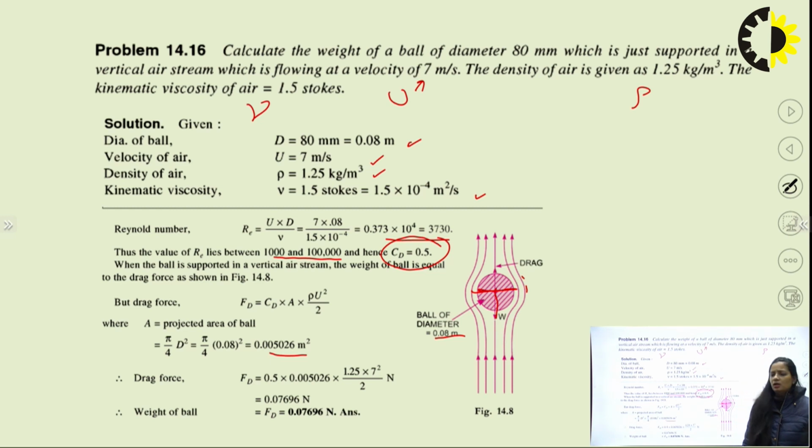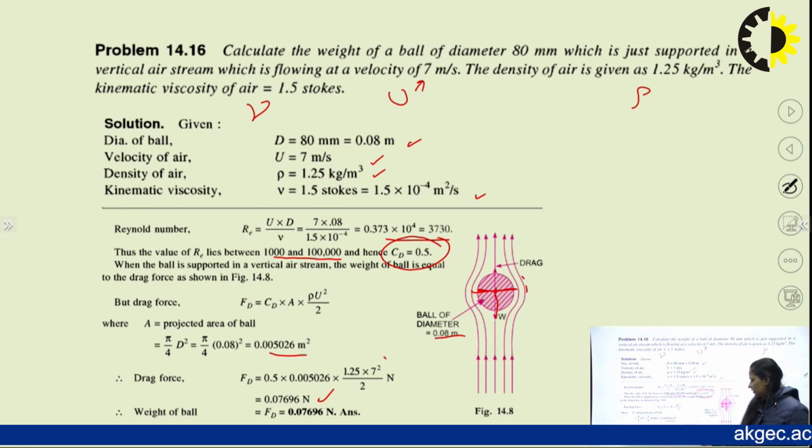0.005026 meters square. Now the drag force will be what? Simple: 0.5 multiplied by area times rho u square by 2. So you will get the drag force as 0.07696 Newton, or you can say it is simply the weight of the ball. You will get 0.07696. See, this was a case of a ball.